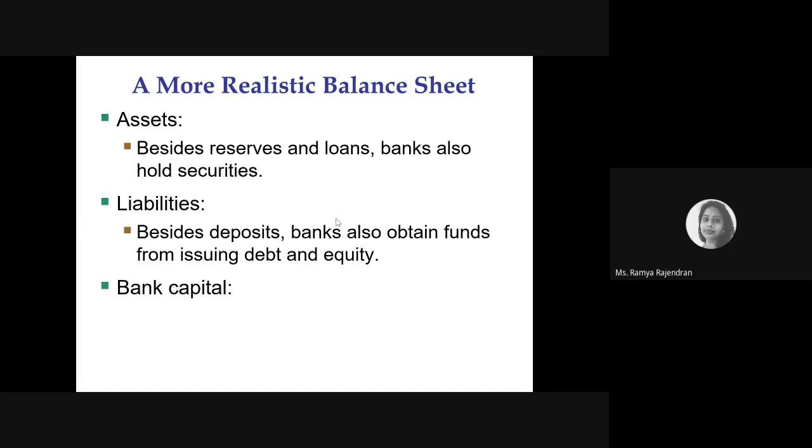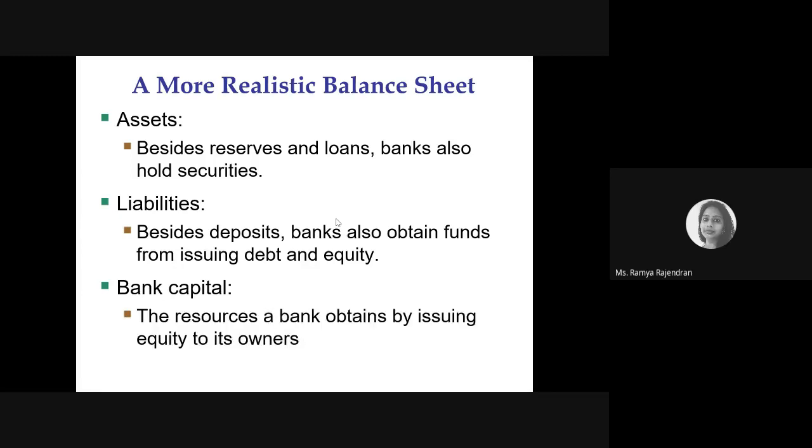These are private banks. When the founder of the bank puts in some money initially, that is called bank capital. Okay, it's obtained by issuing equity to its owners. So you will be able to get this number by applying the formula assets minus liabilities. If the bank is able to create more money for its owner, we can call that bank capital.